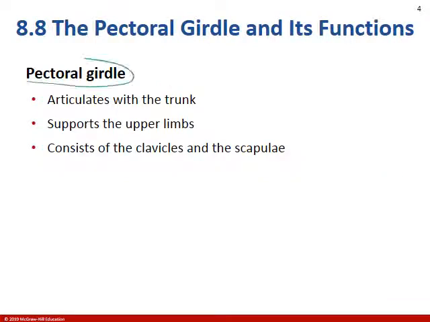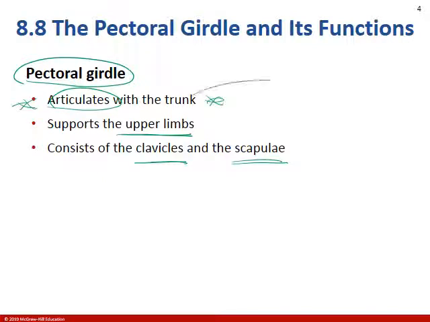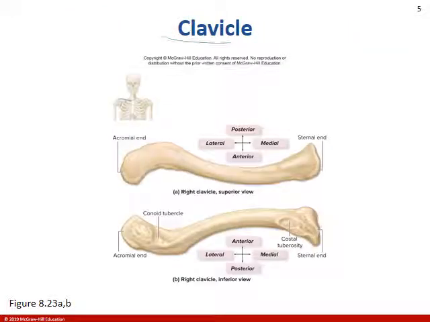Just a reminder, the pectoral girdle supports the upper limbs, and consists of the clavicles and the right and left scapula. One point to make here is that this is an articulation with the trunk, and remember the trunk is the axial skeleton. We'll see another articulation point with the axial skeleton when we get to the sacrum and we talk about the pelvic girdle. Here we have the clavicle.